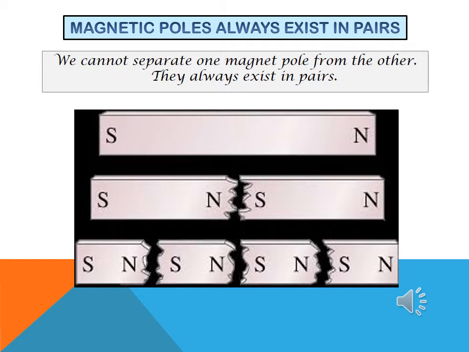Magnetic poles always exist in pairs. We cannot separate one magnetic pole from the other. If a bar magnet by any chance gets broken, each piece behaves as a separate magnet with its own north and south poles. Both the poles of a magnet have the same strength of magnetism. Like poles repel and unlike poles attract.